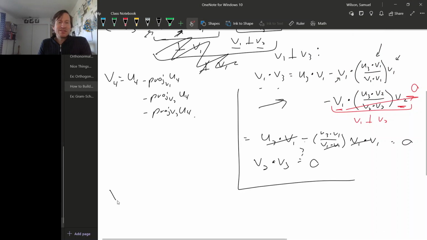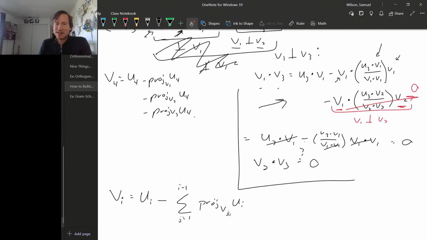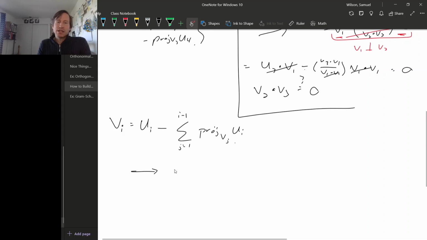At each step you can see what we're doing is we're just starting with the u for that step and then subtracting off the projection onto previous v's of that u. So I guess we need a sum from j equals 1 to i minus 1, right? Okay. So for each step, you just take that u vector and then subtract the projection of that u onto the previous v's.